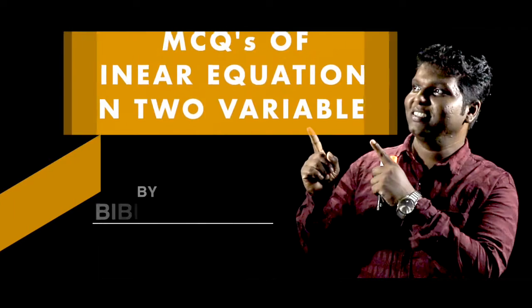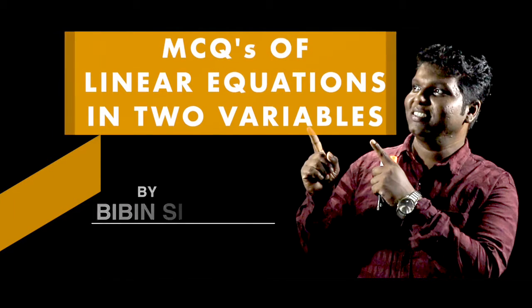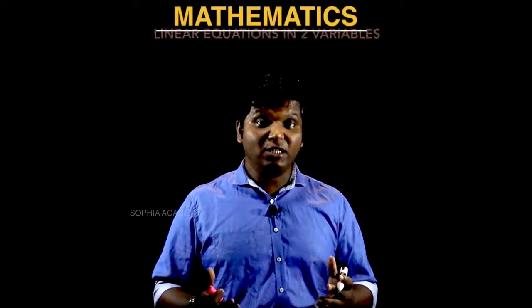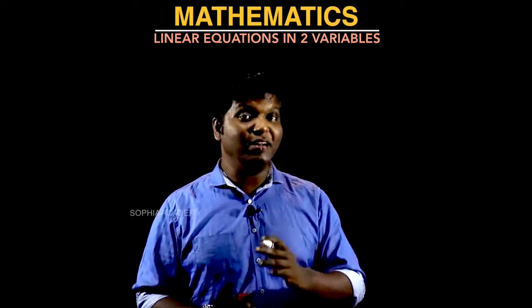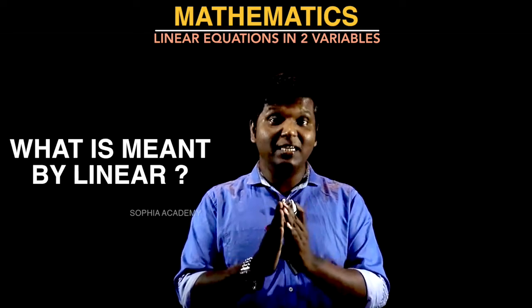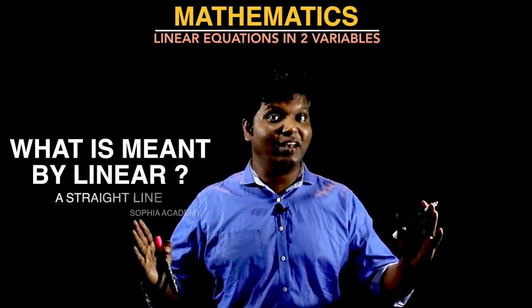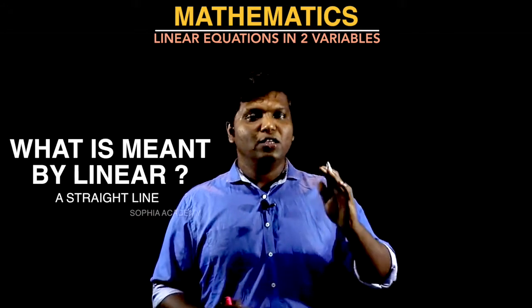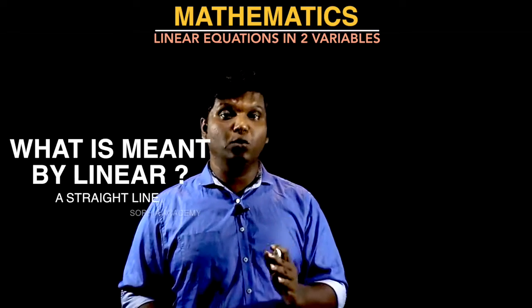And today we are going to discuss the MCQ sections of chapter The Linear Equations in Two Variables. So students, as I told you, we are going to discuss linear equations in two variables. What does it mean by linear? Linear means a straight line, right? A straight line. So linear equation in two variables.